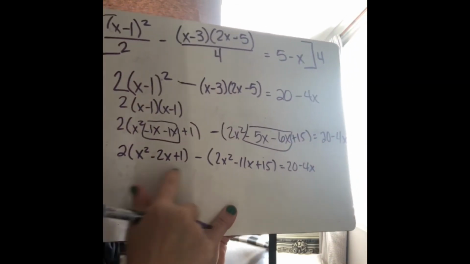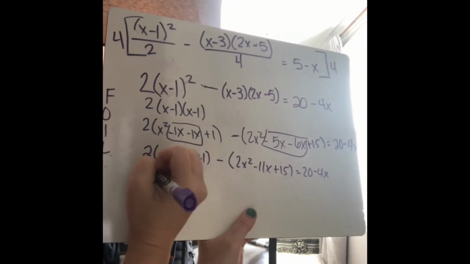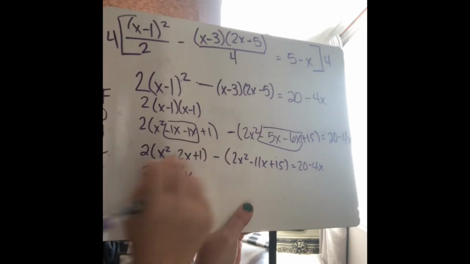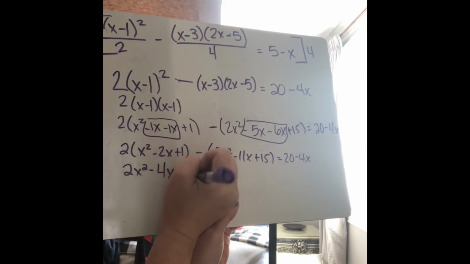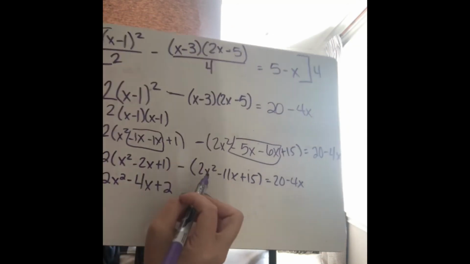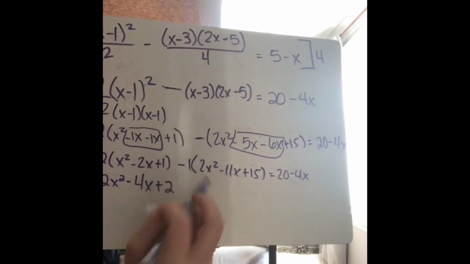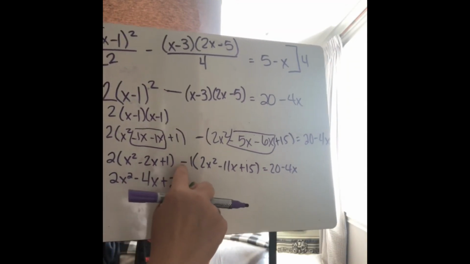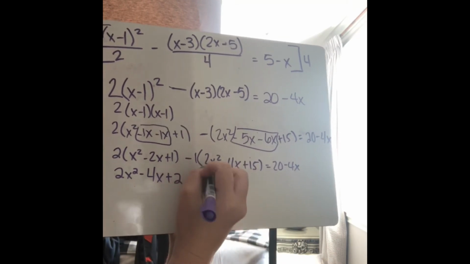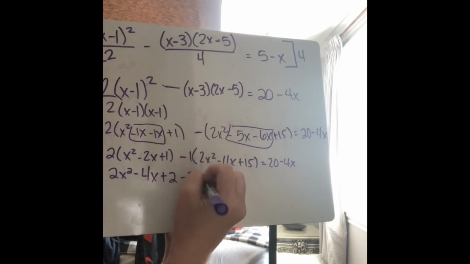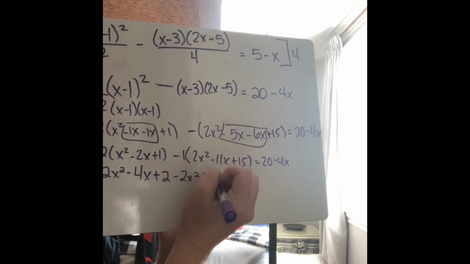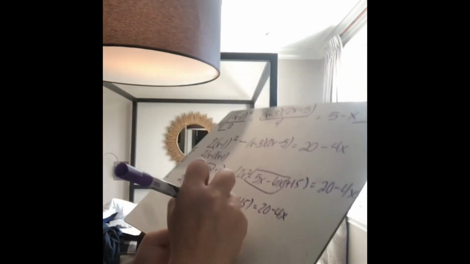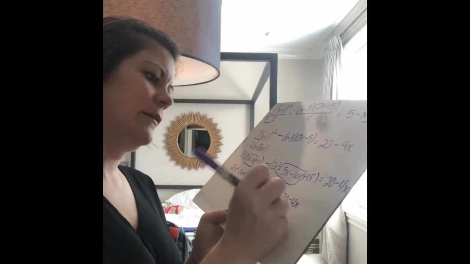Now we're going to do the distributive property. 2 times x squared is 2x squared. 2 times negative 2x is negative 4x. 2 times 1 is positive 2. And then in this case, it's basically like multiplying by a negative 1. So what we're going to do is take the opposite of everything in this parentheses. So 2x squared becomes negative 2x squared. Negative 11x becomes a positive 11x. And a positive 15 becomes a negative 15. And then equals 20 minus 4x.